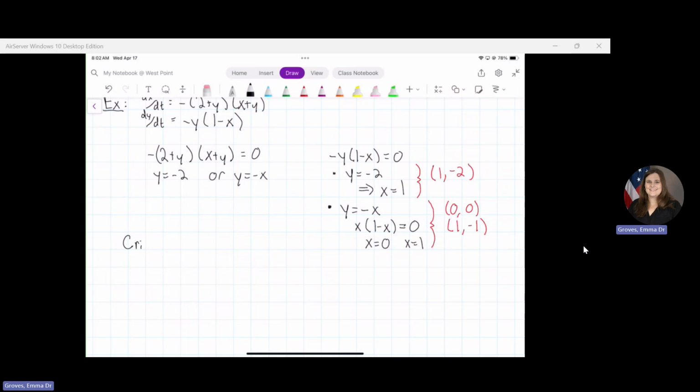So our critical points are (1, -2), (0, 0), and (1, -1). Now we want to try and classify these by looking at the phase portrait. Let me pull up Mathematica.